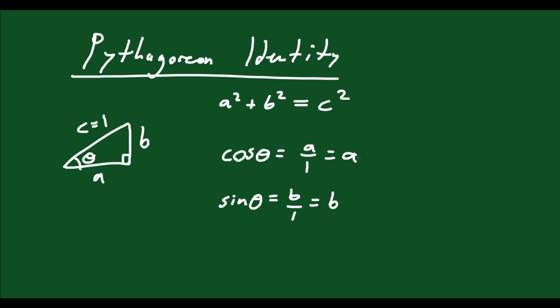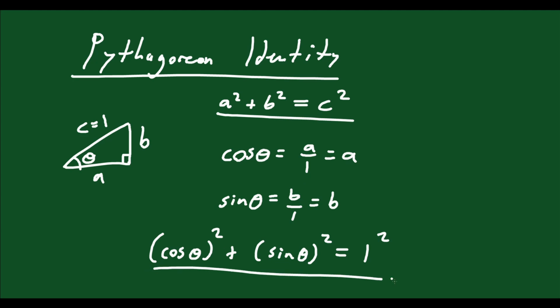So now that I know A is equal to cos theta and B is equal to sine theta, I could plug those into your Pythagorean identity, or your Pythagorean theorem, I should say. I could say that cos theta squared plus sine theta squared is equal to 1 squared, because we said C was 1. So I'm just plugging these definitions into your Pythagorean theorem to get this.